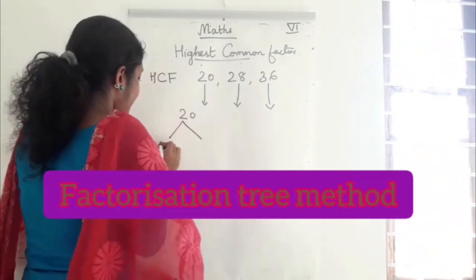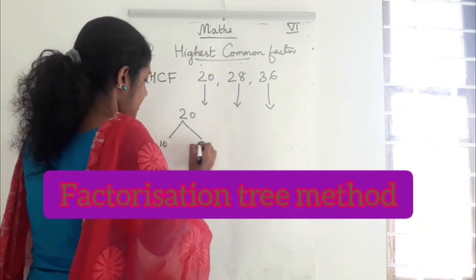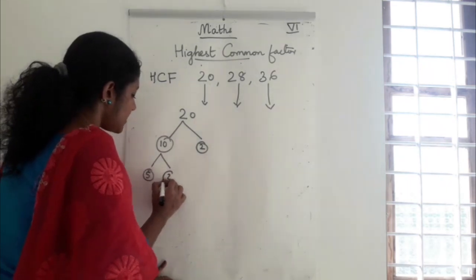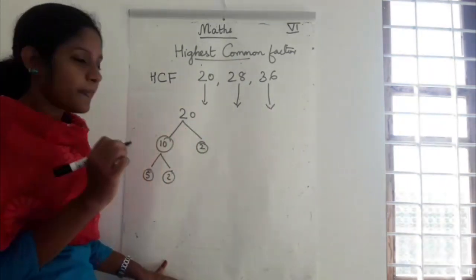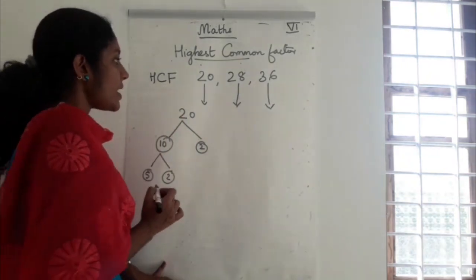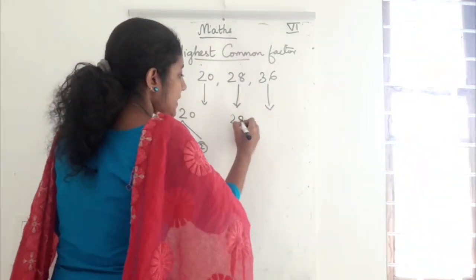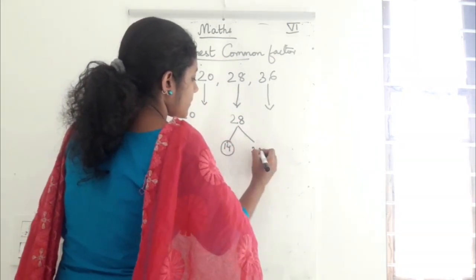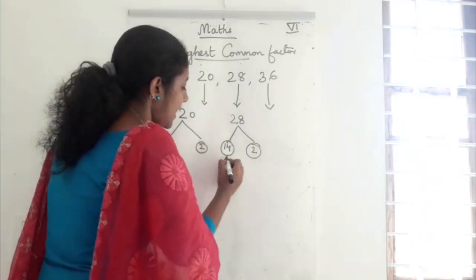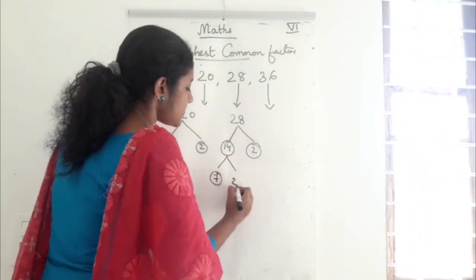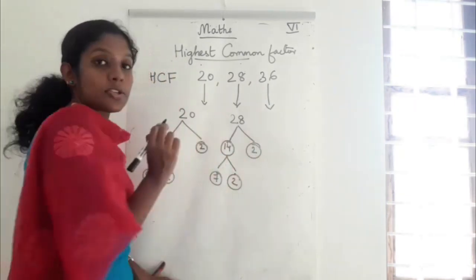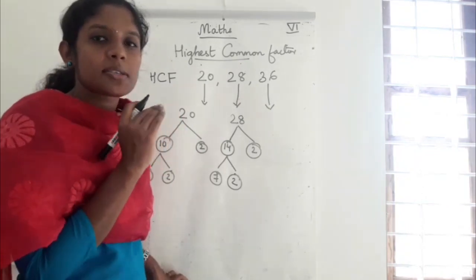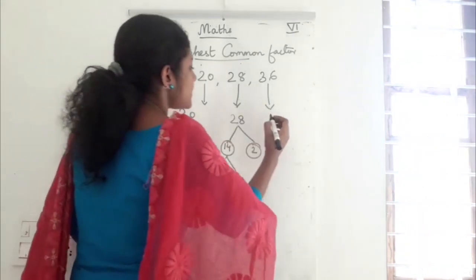When you do the prime factorization, 10 into 2 is 20. Then 10 can again be written as 5 into 2, and 2 is a prime number. This is the prime factorization of 20. Next we will write the prime factorization of 28, that is 14 into 2 is 28. Then 14 can again be written as 7 into 2. Now 7, 2 and 2 are prime numbers. Then next is 36.